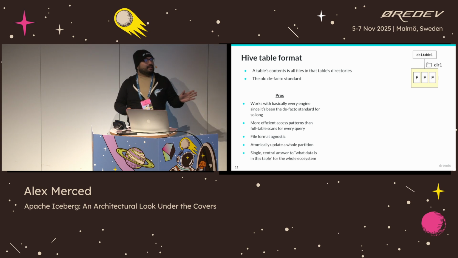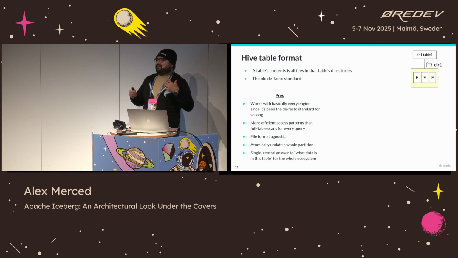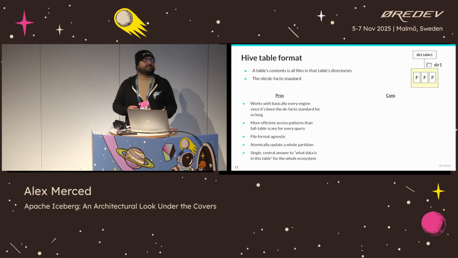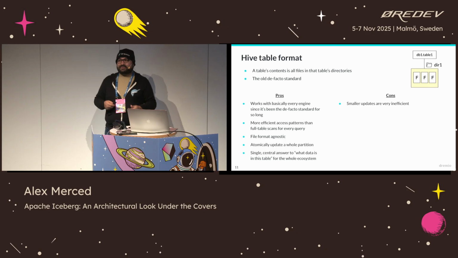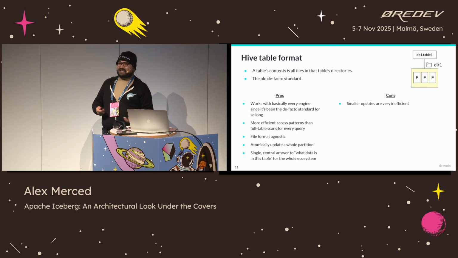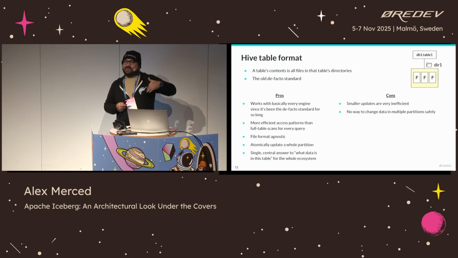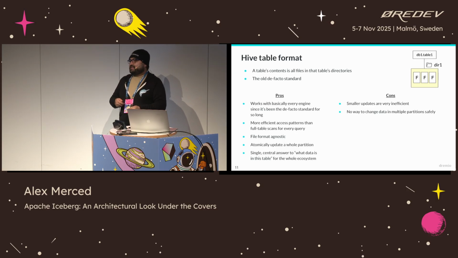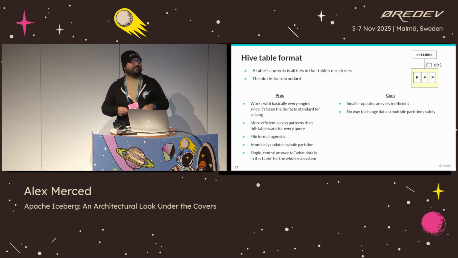And at the end of the day, it did provide an answer to what is a table. At least we had a way to say consistently what is a data set. So that's nice. But again, smaller updates were inefficient. If I wanted to update one record, I'm still at best atomically updating a partition. It would be really hard to update multiple partitions, and a lot of this concurrent transaction stuff would be very, very difficult to do safely in Hive.